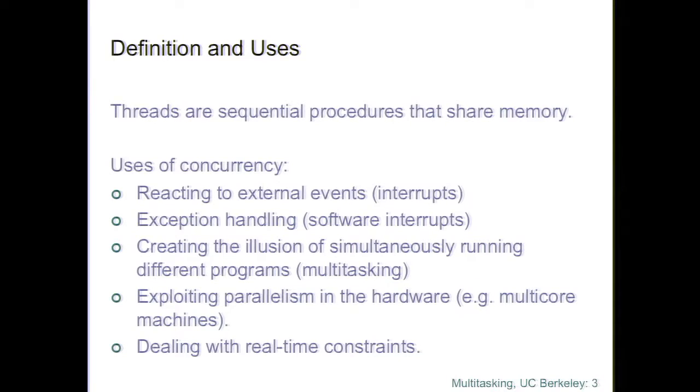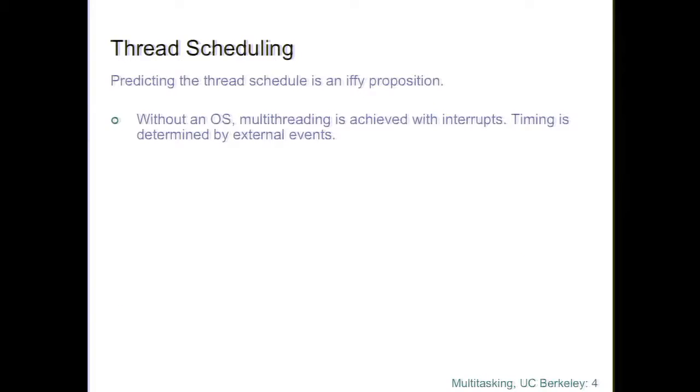Exploiting parallelism in the hardware, for example, making use of multi-core machines. Dealing with real-time constraints. Almost by definition in software, if you're dealing with timing constraints, you're doing multitasking. Because what do we mean by timing constraints? Well, software intrinsically has no temporal semantics, the way we construct software today. And so timing comes from the concurrency mechanisms that we use. So we'll talk a little bit about that in more detail.